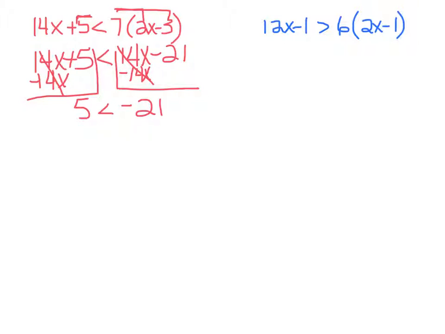When this happens and you have no variables left, only constants, then you have to take a look at the constants and say, okay, does this make a true statement? Is 5 less than negative 21? And the answer to that is no. If the answer that you get when you have no variables left is no, then you have no solution. So when you're graphing no solution, it's just an empty number line. No solution.